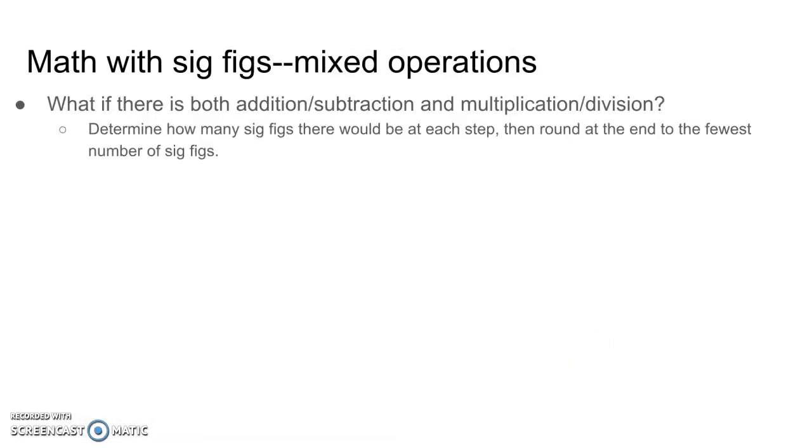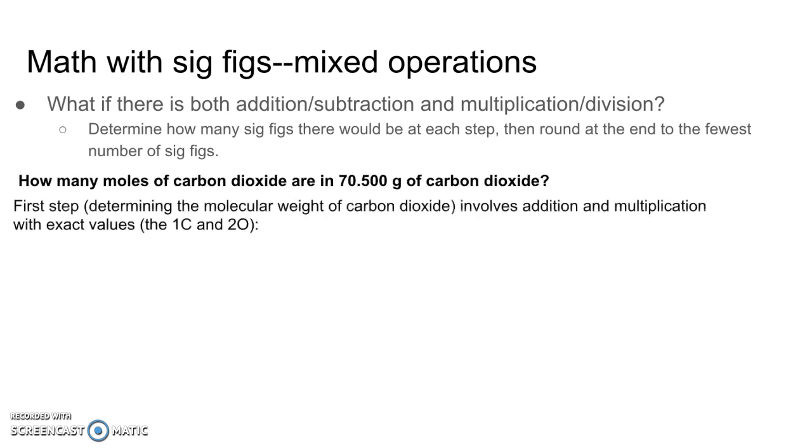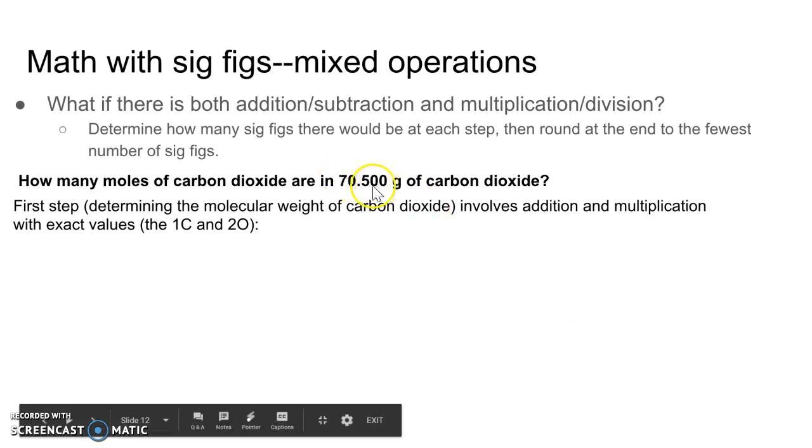All right, mixed operations. So if there's both addition and subtraction, or maybe usually it's addition and multiplication are the big ones in chemistry. Again, keep track at each step, but round at the end for your fewest number of sig figs. So we'll do this kind of complex problem. It's got multiple steps. So if I'm going through how many moles of carbon dioxide are in 70.500 grams of carbon dioxide, this has 5 sig figs in it, so that's just important to keep in mind.